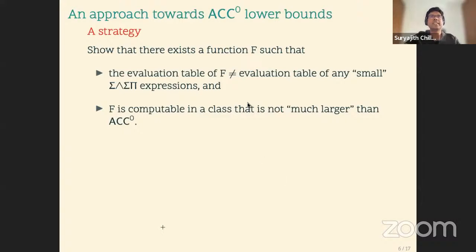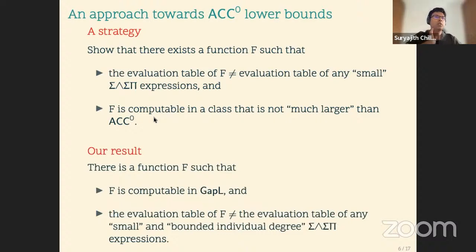Now one strategy towards proving ACC0 lower bounds is as follows. We want to show that there is a function f, and we fix a domain. Let's say we fix the domain to be 0, 1 because we are working with Boolean functions. Over this domain, you can build an evaluation table. One way to show ACC0 lower bounds is to say that there exists a function such that the evaluation table of this function is not equal to the evaluation table of any small sigma power sigma pi expression. If you can show that, and you can also show that f is computable in a class that is not much larger than ACC0, so we have separations from NQP and ACC0. Preferably we want f to be in a class which is much smaller than NQP, so preferably sharp P at this point of time.